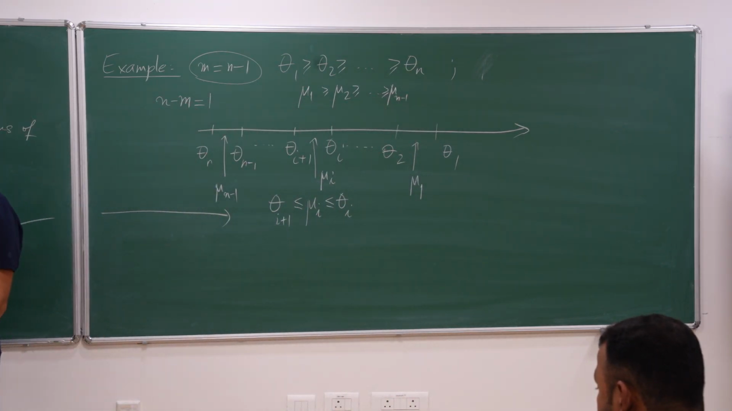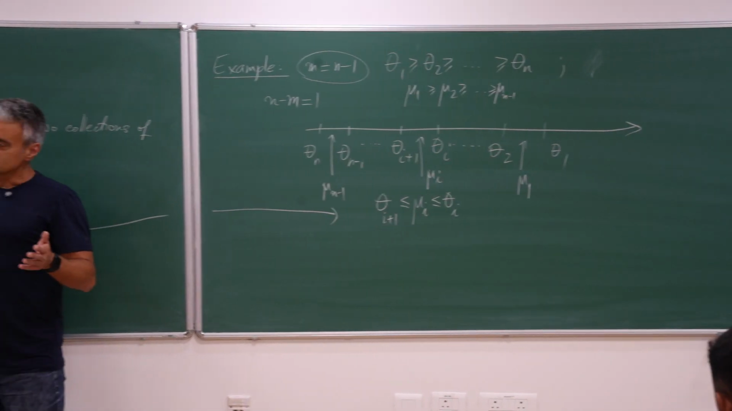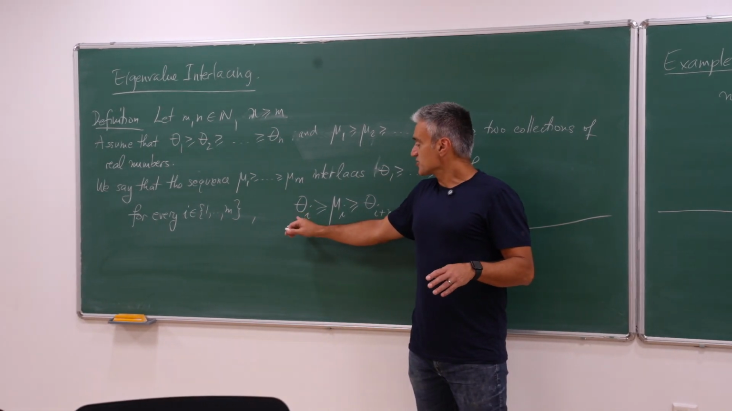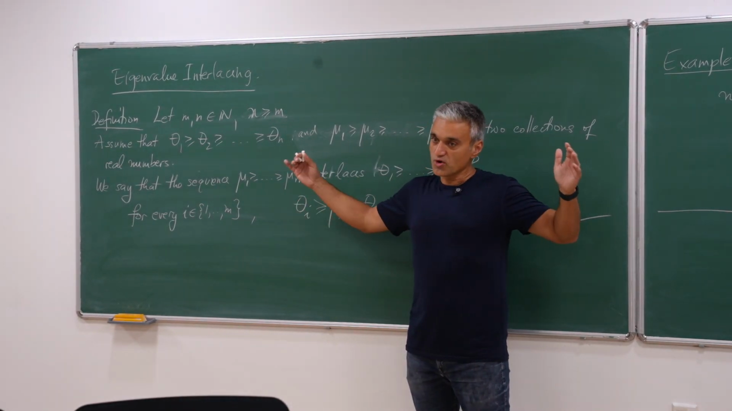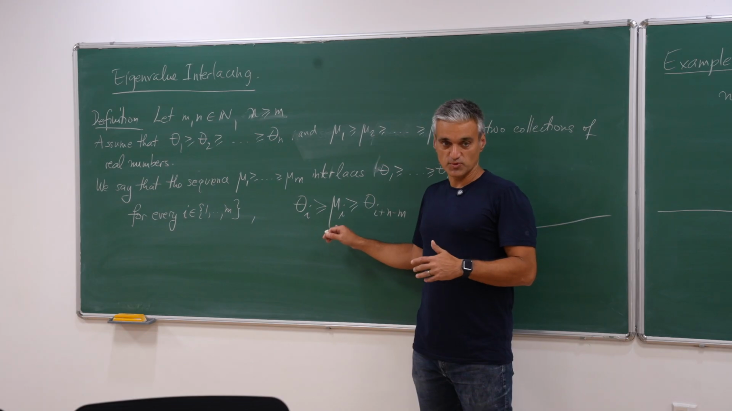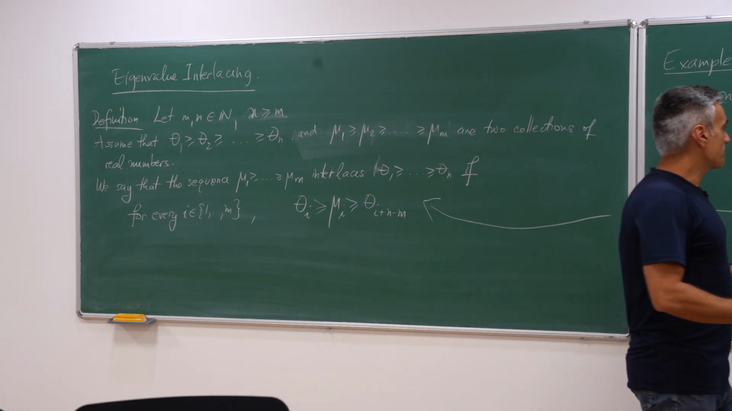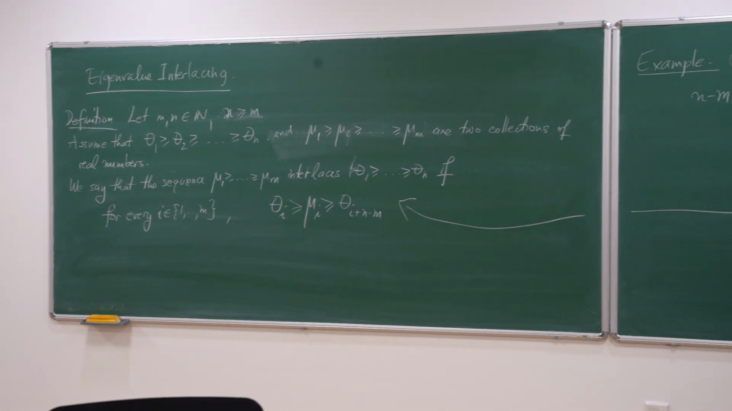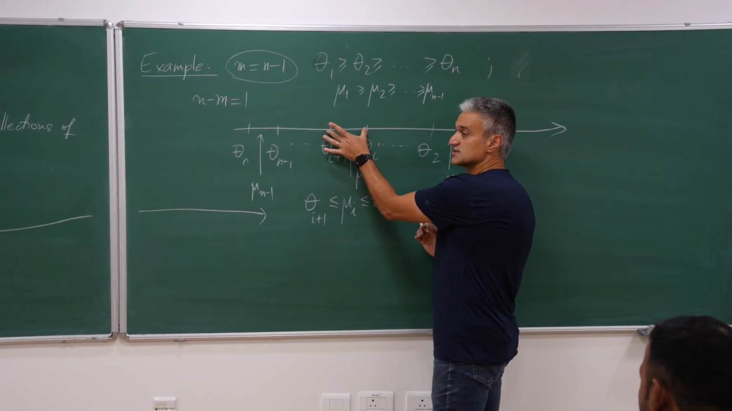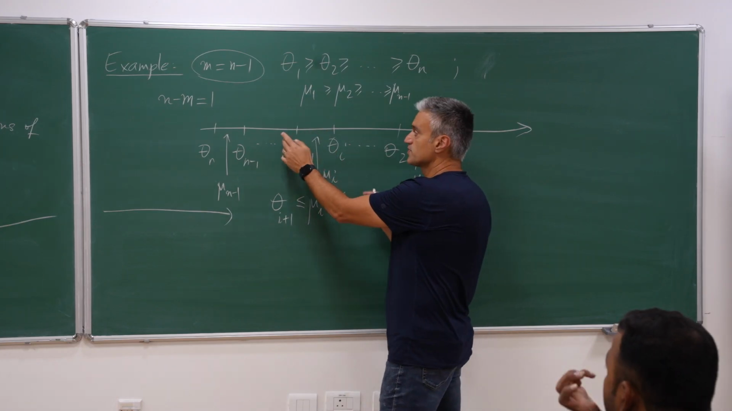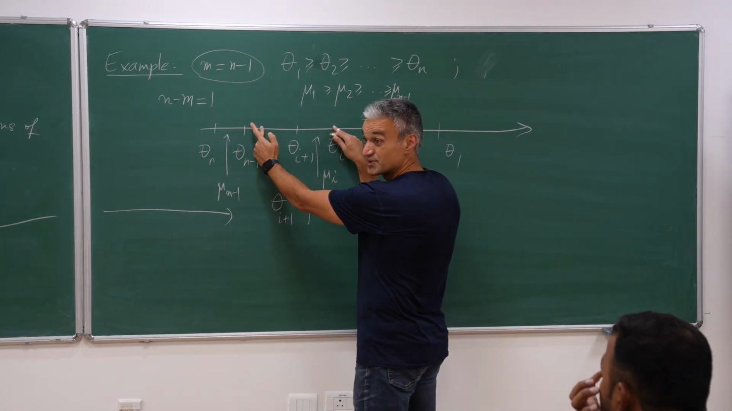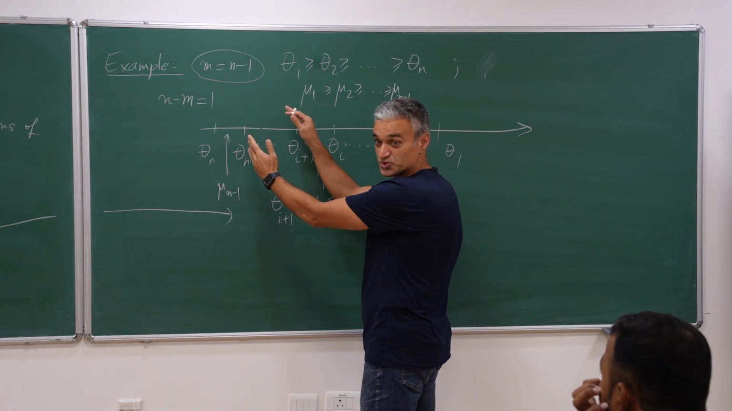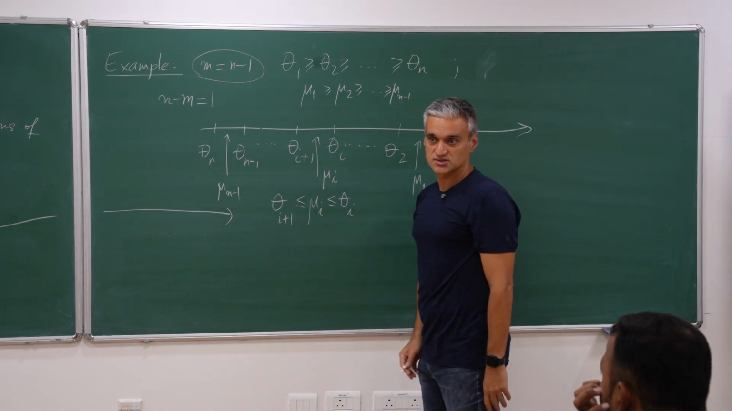For the general case, this inequality stays the same, so the bigger matrix beats the smaller: the ith entry of the longer sequence beats the ith entry of the smaller sequence. But now when n and m differ by more, you're not going to be able to put this mu I just in the interval with theta I plus 1. It could be an interval from theta I to theta something more. That interval is a bit looser. Okay, so that's all it is.